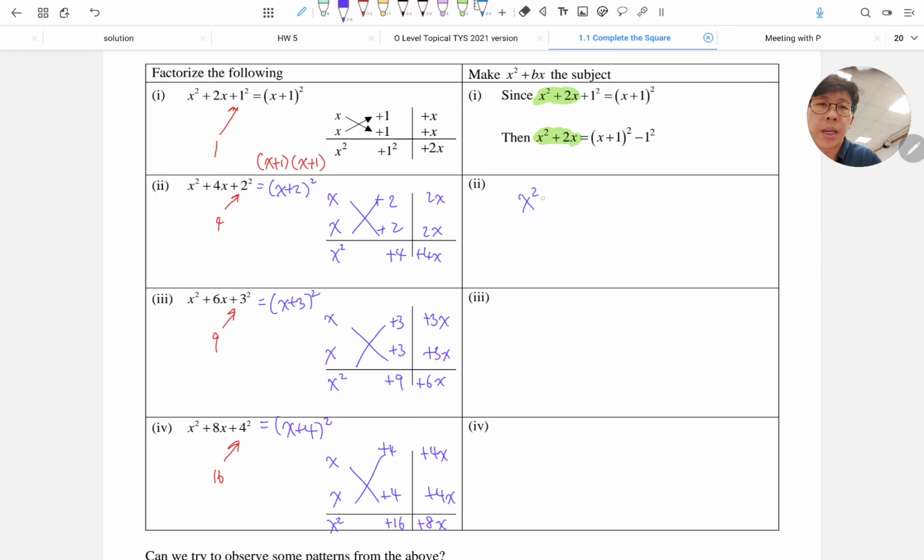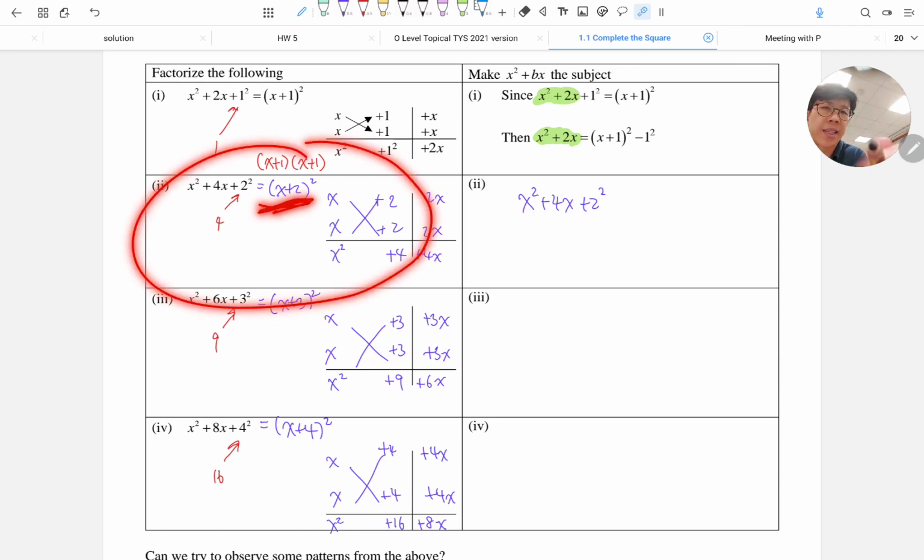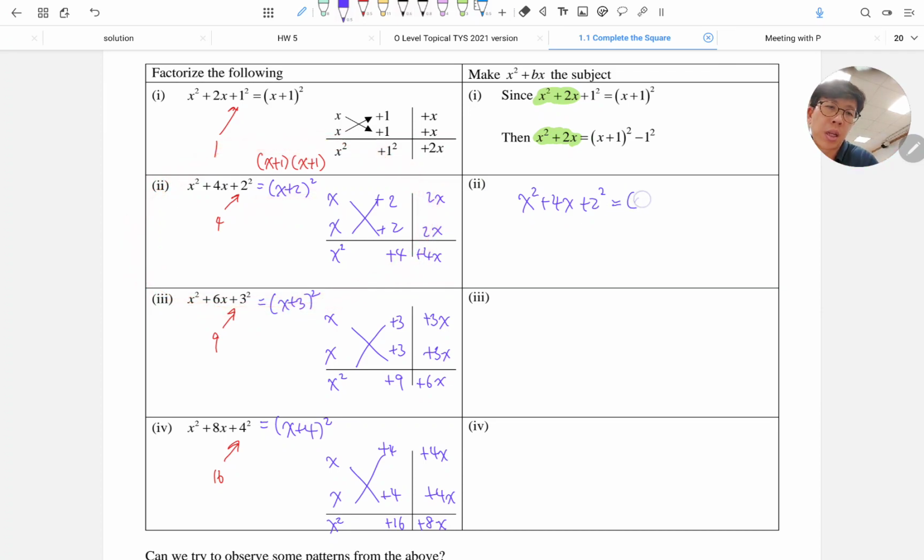We already know that x squared plus 4x plus 2 squared from the previous table on the left side is equal to x plus 2 whole thing squared. Let's make the green color part the subject again, x squared plus 4x. So x squared plus 4x equals, okay, how should I balance the positive 2 squared to the other side? Now, if you do it carefully, you will get x plus 2 whole thing squared minus 2 squared.